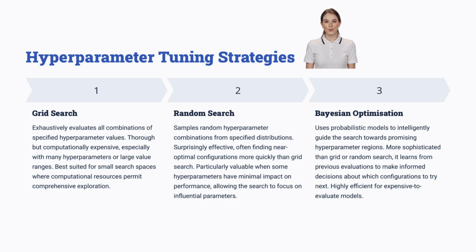Grid search evaluates all hyperparameter combinations, offering thoroughness but at high computational cost. Random search, by sampling randomly, often finds near-optimal settings faster, focusing on impactful parameters. Bayesian optimization uses probabilistic models to guide searches intelligently, learning from past evaluations, making it efficient for costly models.